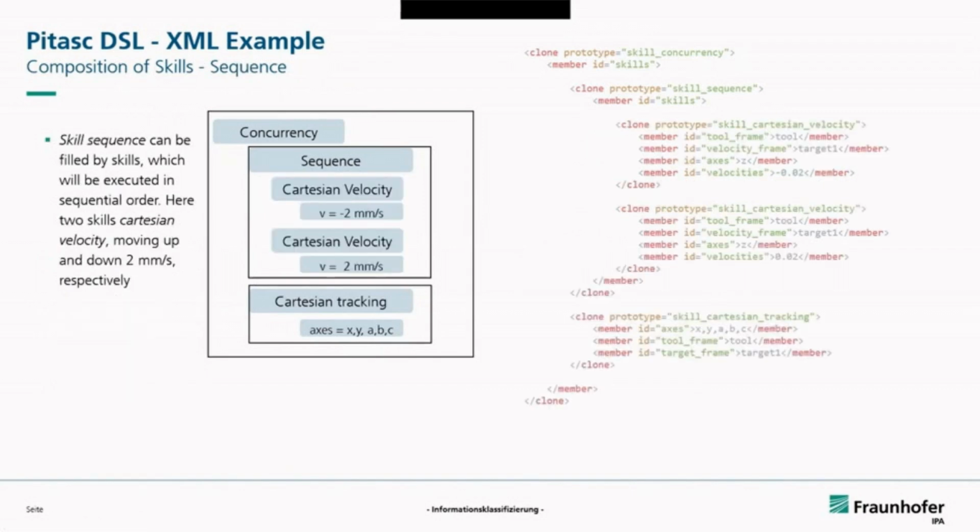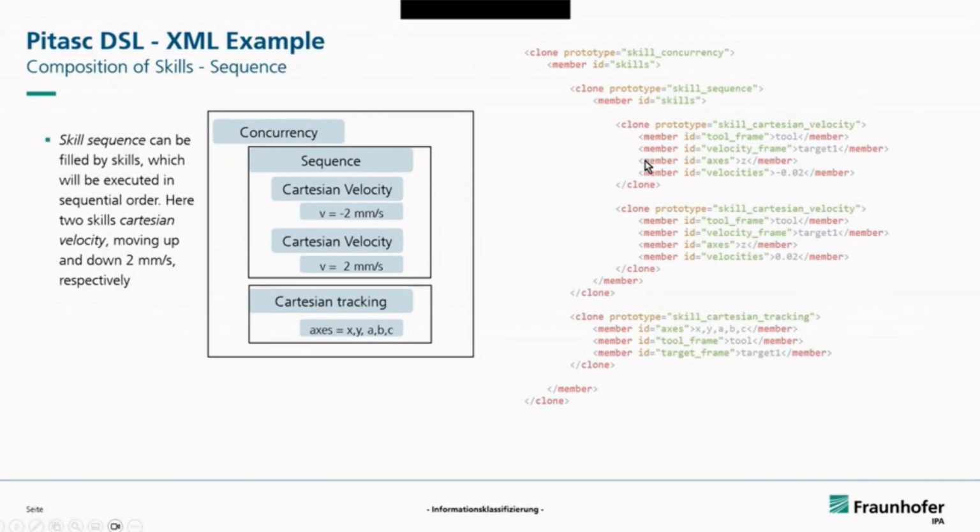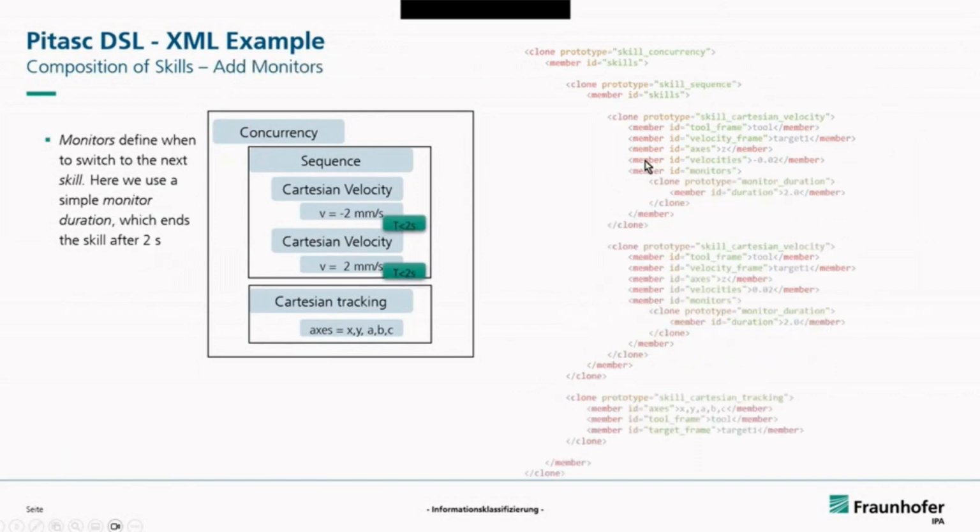Now, first we want to move up with a certain velocity and then down with a certain velocity. For this, we are using the skill Cartesian velocity. One problem, however, is that these skills will not stop, so we need to give them an end condition. In this case, we are using a simple monitor, which is a monitor duration, which ends the skill after 2 seconds.